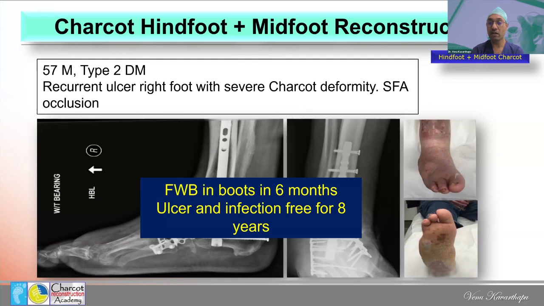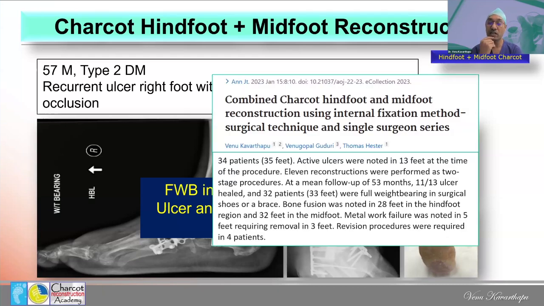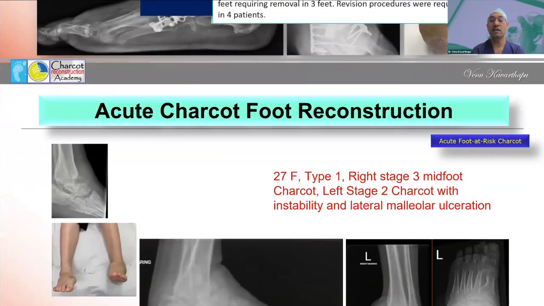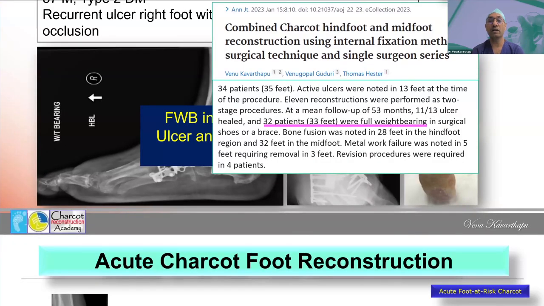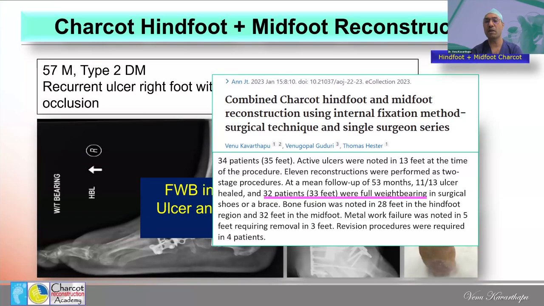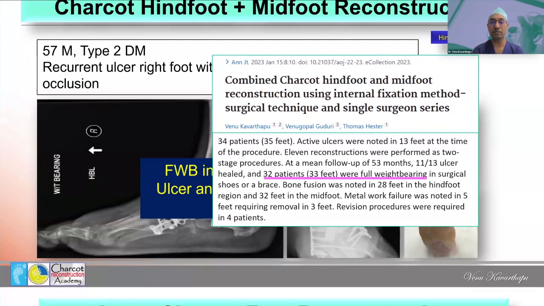If you achieve an optimal deformity correction and the foot is protected with advanced offloading measures as covered in the previous talk, the risk of recurrent ulcerations is less in this group of patients. So, combined hindfoot and midfoot reconstructions, a series we published in 32 patients. The outcomes were satisfactory, but metalwork failure was noted in 8 feet.